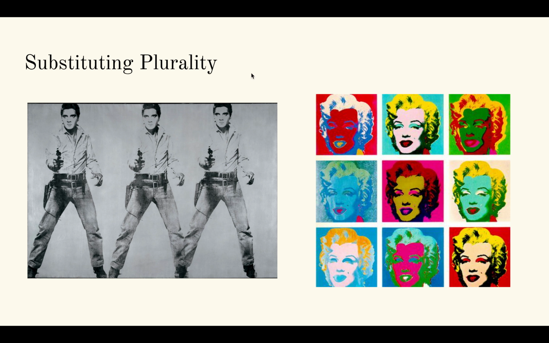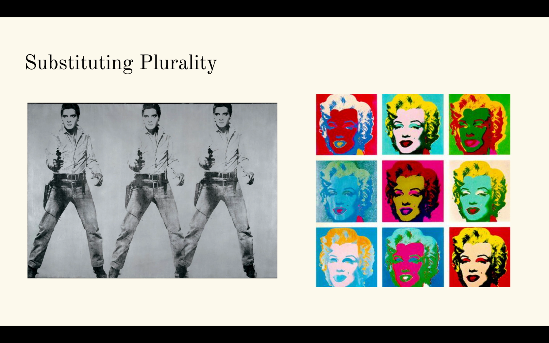Now, with mechanical reproduction, we substitute originality for plurality, right? For multiple kinds of images. And this is, by the way, what Andy Warhol was playing with in a lot of his art, right? I mean, why 3 Elvises? Why 6 Marilyn Monroes? Well, the answer is that he's playing with this idea of reproduction, right? As well as how we know and experience these people.